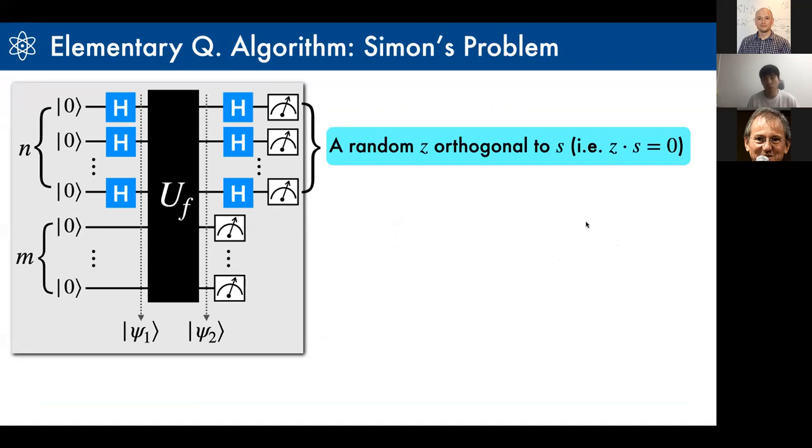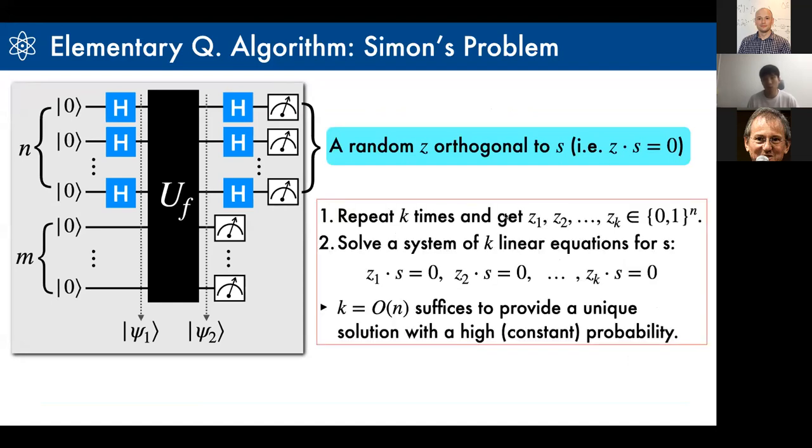Okay, so we repeat this many times, right? Let's say we repeat this K times, then we get K random bit strings, but all of them satisfy this condition. So now when we have many of them, we can do Gaussian elimination to solve this linear equation for s. And it turns out that because these are n-bit strings, we just need something on the order of n samples to solve for s, okay?